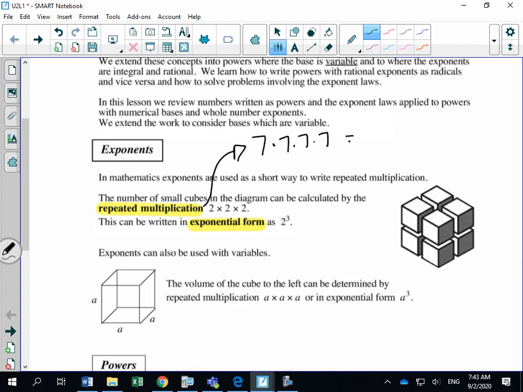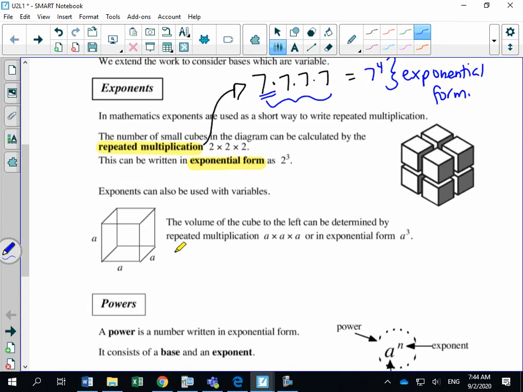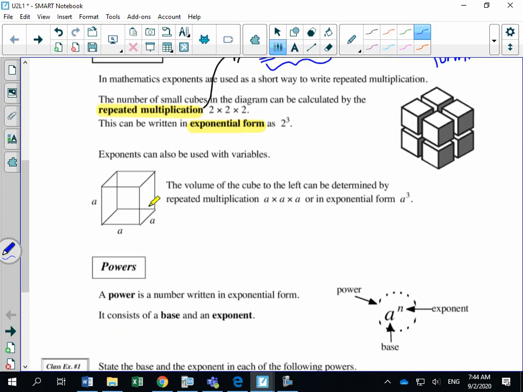But then what I could do is I could write that in exponential form. So the base is 7, and the exponent, that is being repeated 4 times, so it's 7 to the power of 4, and this is what we called exponential form. We could do exponents, both repeated multiplication and exponential form, with numbers or with variables. So if I do variables, remember variables is just a mathematical term for letters.